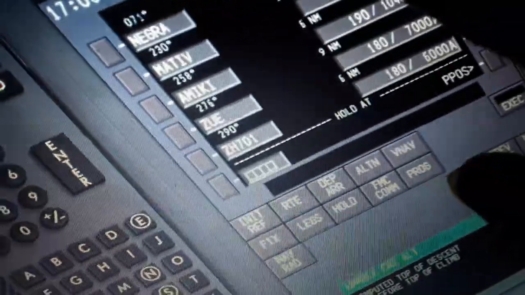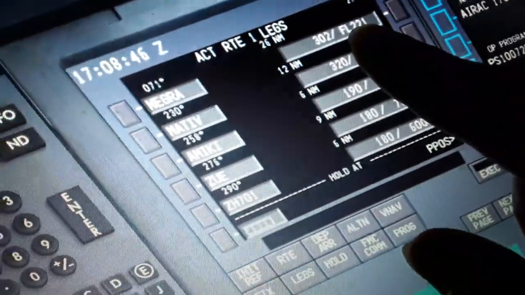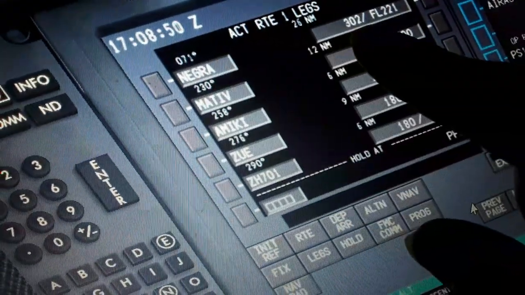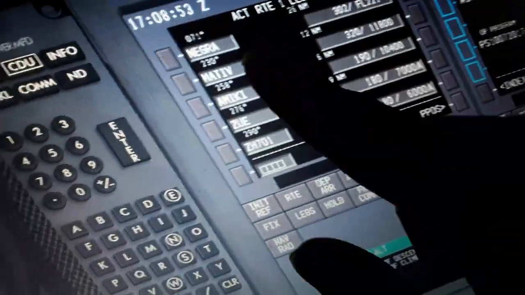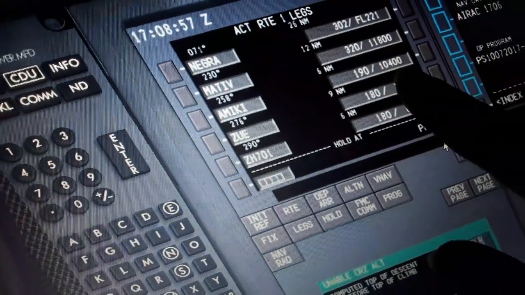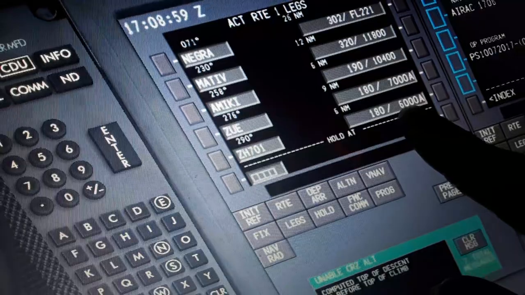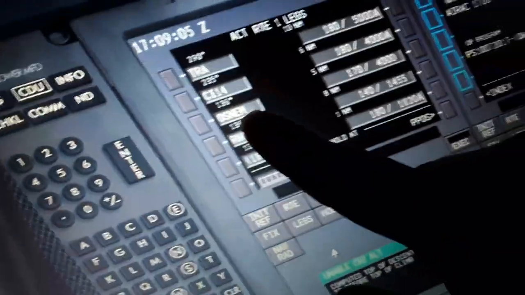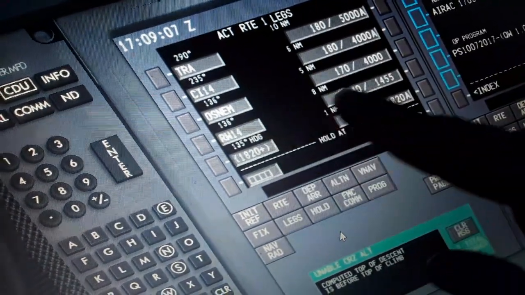Then the NIGRA flight level 22,100 and airspeed 302 knots. Then we start the descent, MATIV 320, 11,800. Then we have the Alpha 7,000, 6,000 Alpha. Then airspeed of 180 for the terminal approach over here, and landing runway 14 approach.